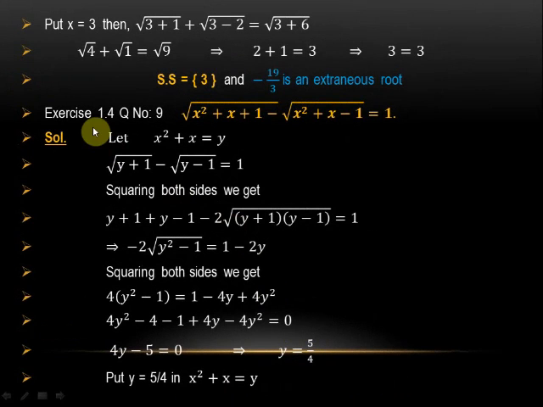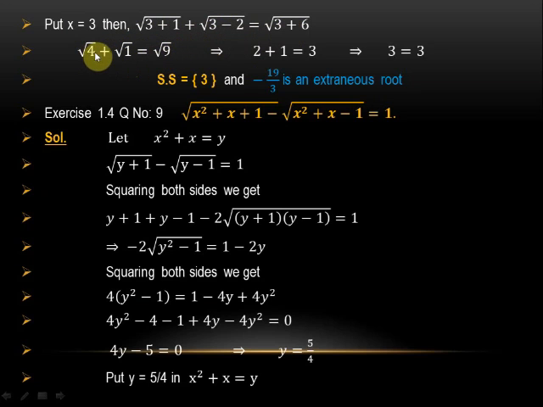Now put the second value of x is equals to 3 in the parent equation. We will get under root 3 plus 1 plus under root 3 minus 2 is equals to under root 3 plus 6. Now look students, 3 plus 1 is equals to 4, under root 4, plus 3 minus 2 is 1, plus under root 1 is equals to right side value 3 plus 6, 9, under root 9.